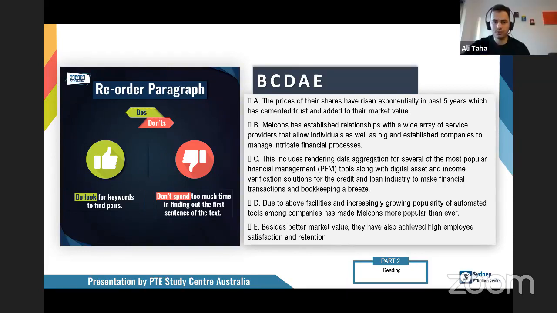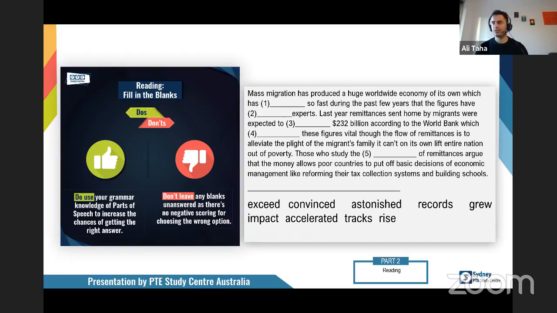We will move to fill in the blanks reading. Let's discuss fill in the blanks reading. In fill in the blanks reading, do use your grammar knowledge of parts of speech to increase the chances of getting the right answer. This is a very important point. When you look at the blank itself, try to identify what part of speech this word is. Is it a verb or an adjective or a noun, for example? If you were successfully able to identify that it is a verb, you knew from the look of things that this empty blank, for example in number 1, must be a verb. Now, you look at the options, you are only looking at verbs.